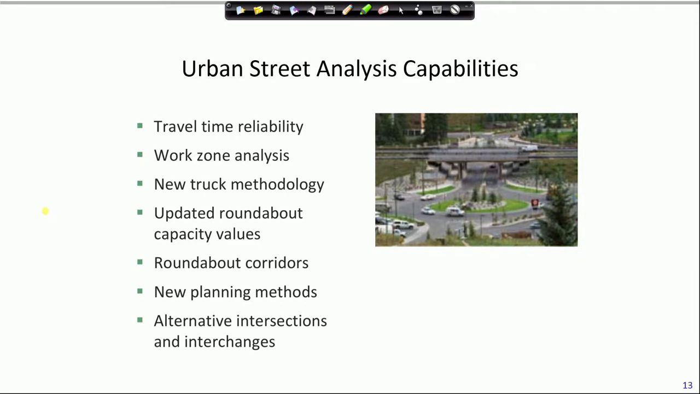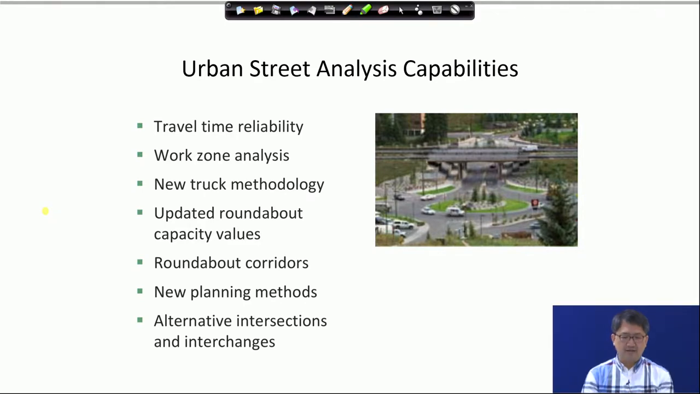So to look at the urban street, we have added not only travel time reliability, work zone has been added, new torque methodology. Torque has different accelerations and decelerations. It's causing a lot of problems as well. Roundabout is very popular, not as popular as India, but we're getting a lot of roundabouts and trying to update the roundabout values. As people get educated on how to use a roundabout, the capacity increases. So we want to recognize that.